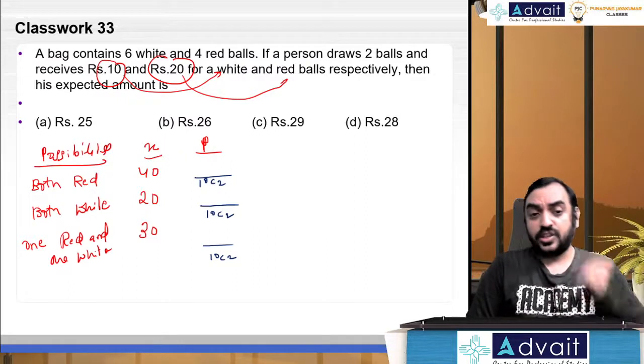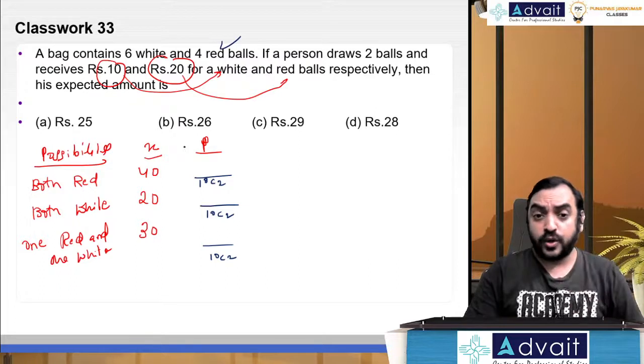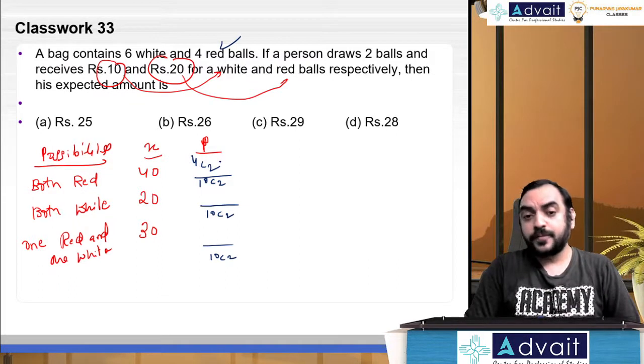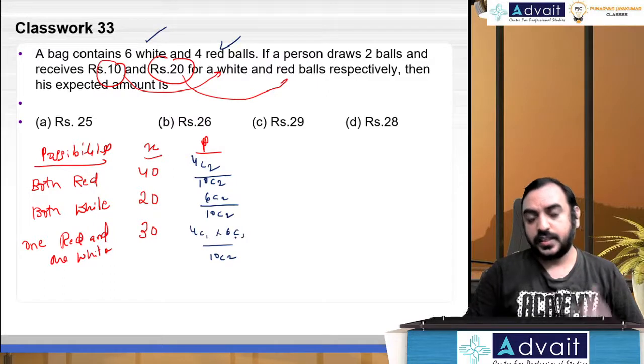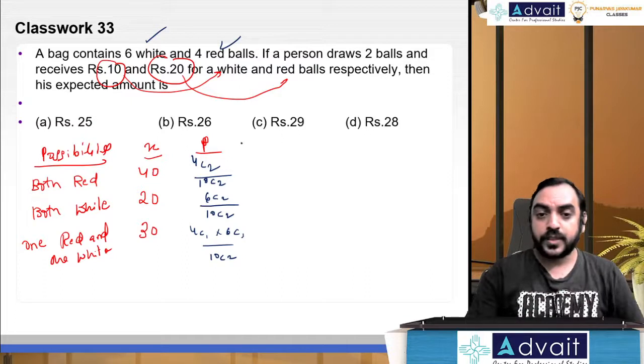Numerator condition. What is the condition? Both are red. How many red are there? 4. So you have to select 4C2, 2 red from 4 red. Then both are white. We have 6 white. Both are white: 6C2. Then 1 red, 1 white: 4C1 into 6C1, 1 each. So 4C2 is 4 into 3 divided by 2 into 1.